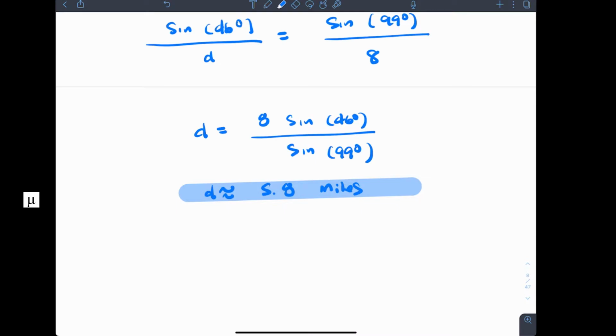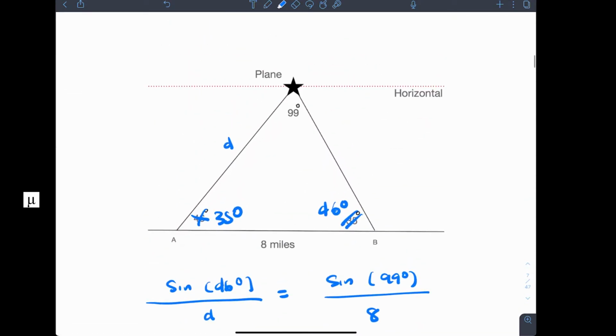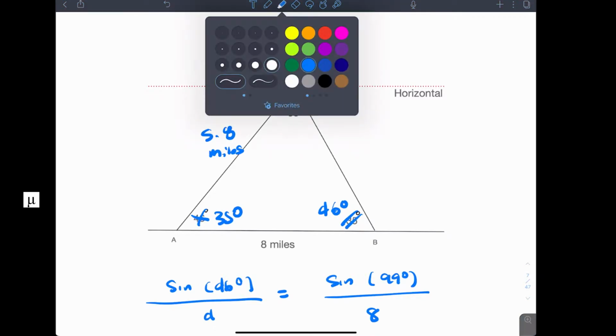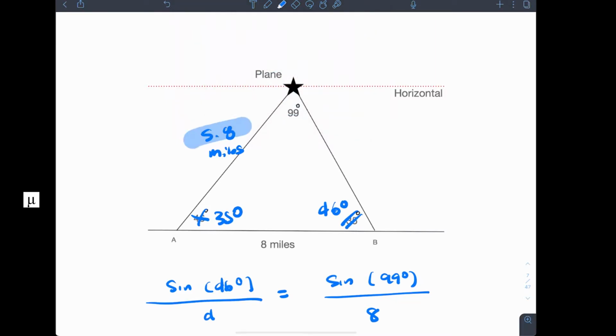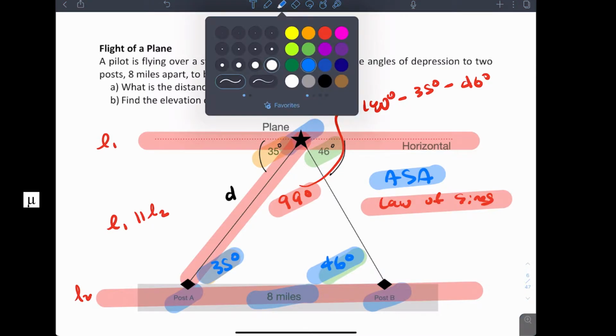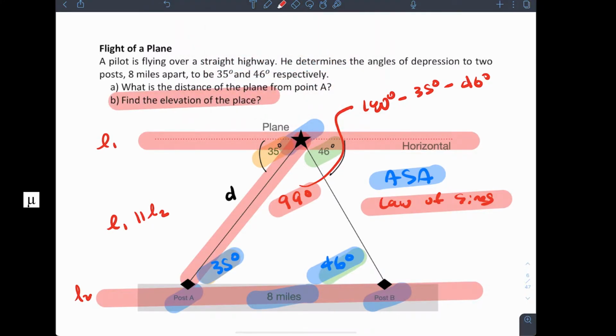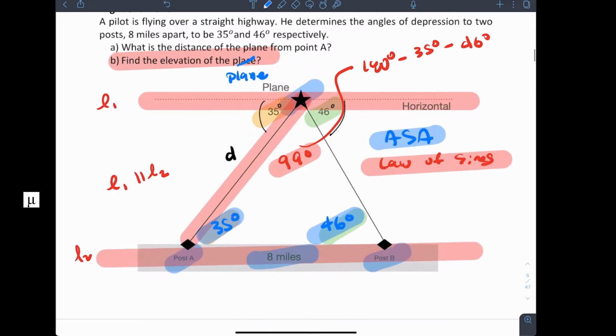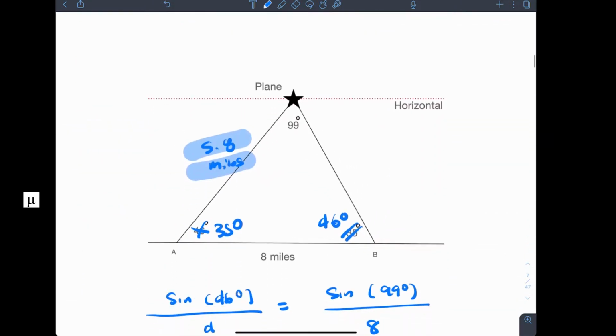There it is, 5.8 miles. So there's our D. Okay, we answered that first question. And again, what do you think they're going to ask for? Find the what? The elevation or the altitude of the, not the place, of the what? Plane. Oh, a typo. Plane. So they're going to want the altitude again.